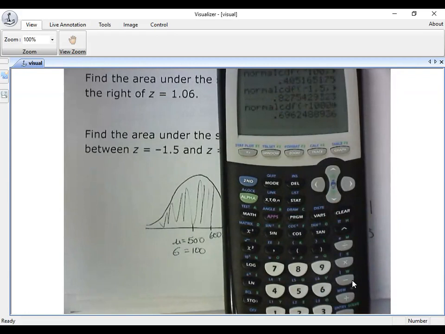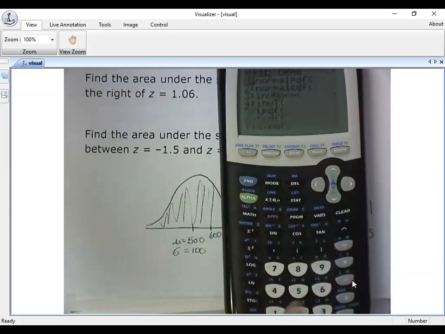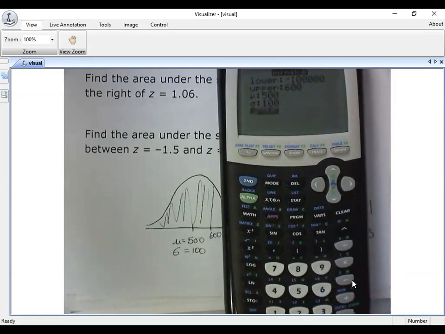Did I put that in right? Yeah, we should get the same thing. I must have typed in something wrong. Let me double check that. So I've got a negative there, upper 600, mean was 500, standard deviation is 100. That is so weird. I don't know why it didn't calculate it right the first time. But we did get 0.8413, which is the same thing we found in the table.